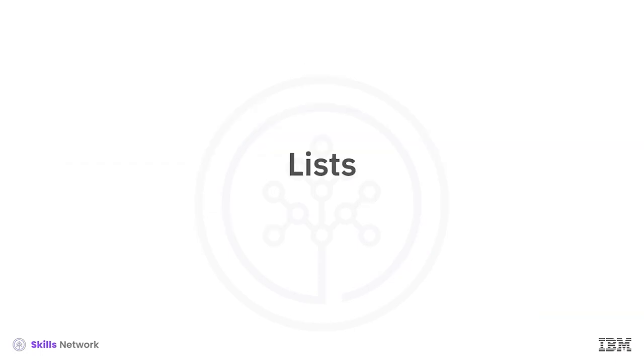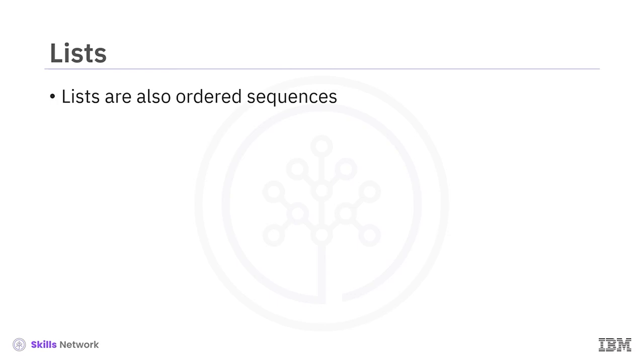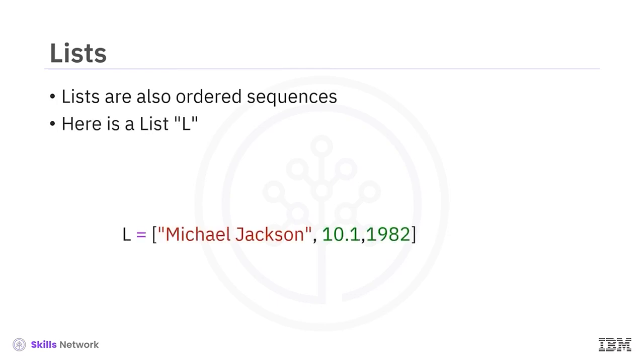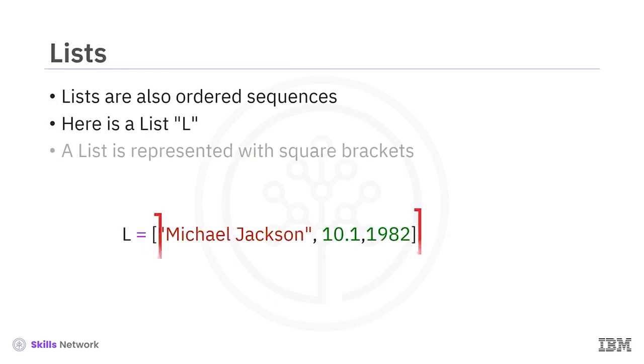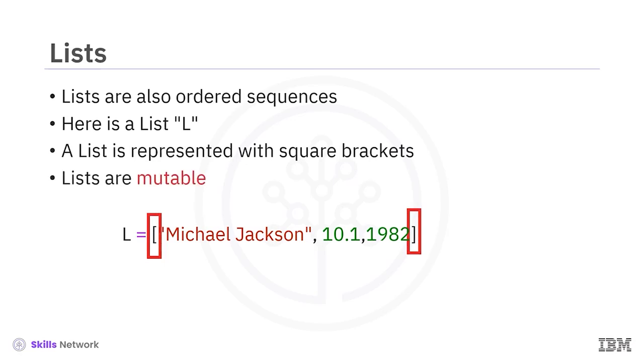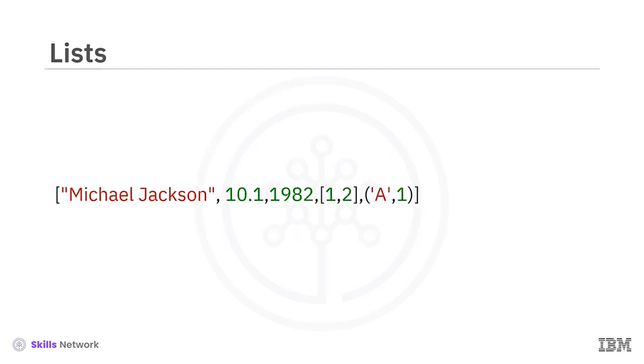Lists are also a popular data structure in Python. Lists are also an ordered sequence. Here is a list L. A list is represented with square brackets. In many respects, lists are like tuples. One key difference is they are mutable. Lists can contain strings, floats, integers. We can nest other lists. We can also nest tuples and other data structures.